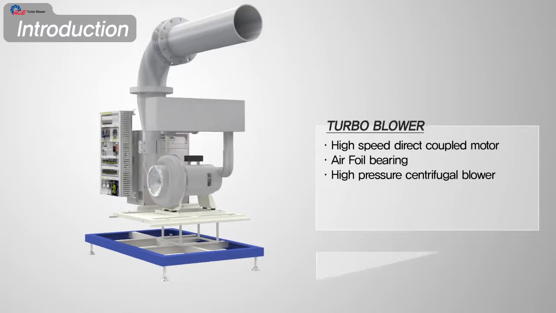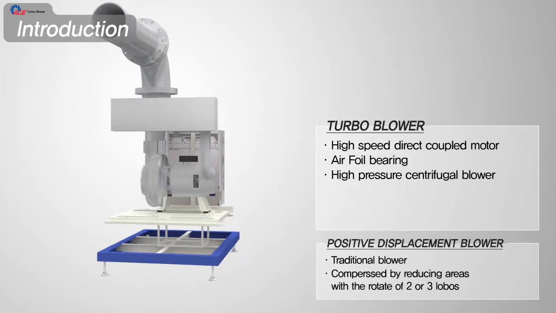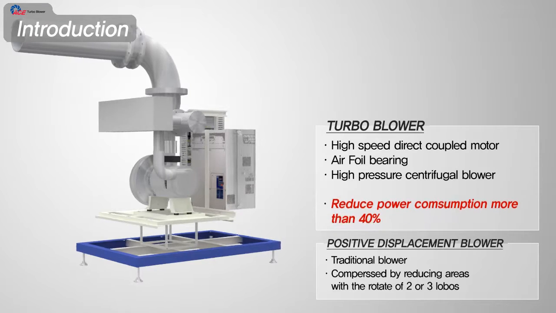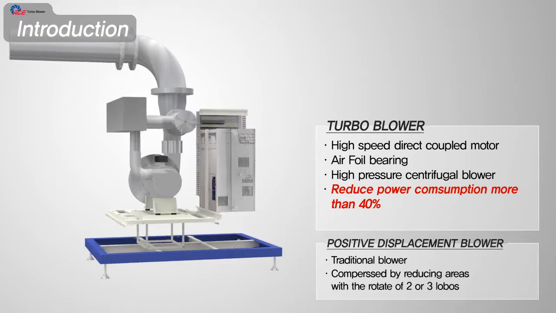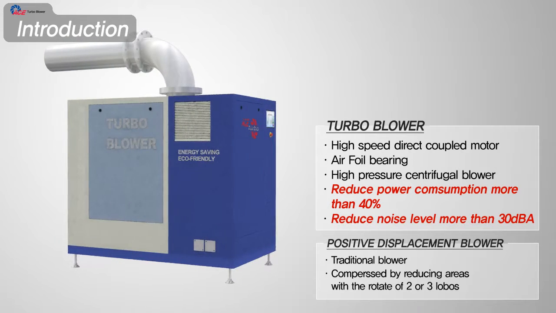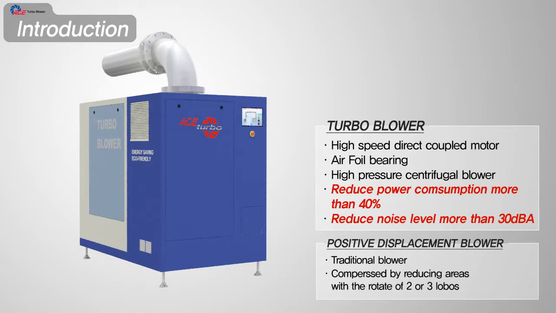The traditional high-pressure blower is the positive displacement blower, which compresses by reducing areas with the rotation of 2 or 3 lobes. Turbo blower is 40% more efficient in energy saving and also reduces noise level by more than 30 dBA compared to the positive displacement blower.